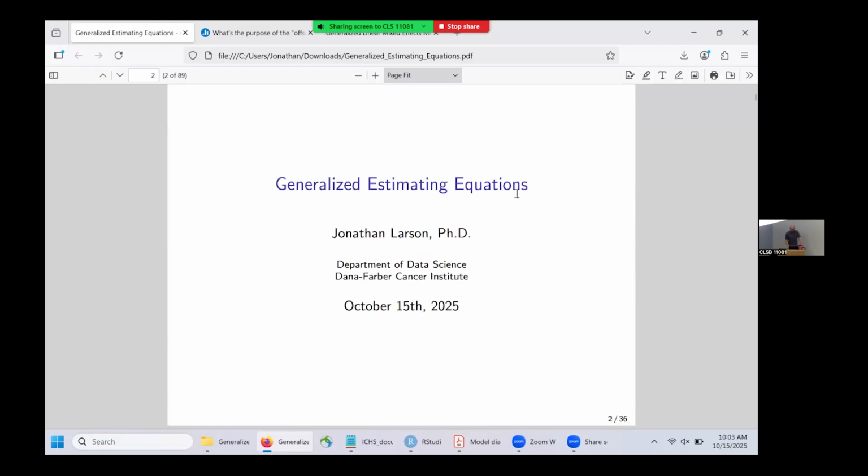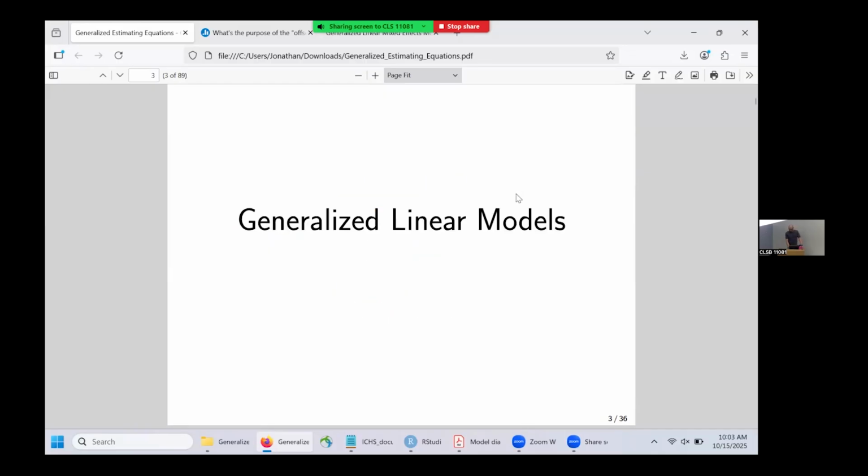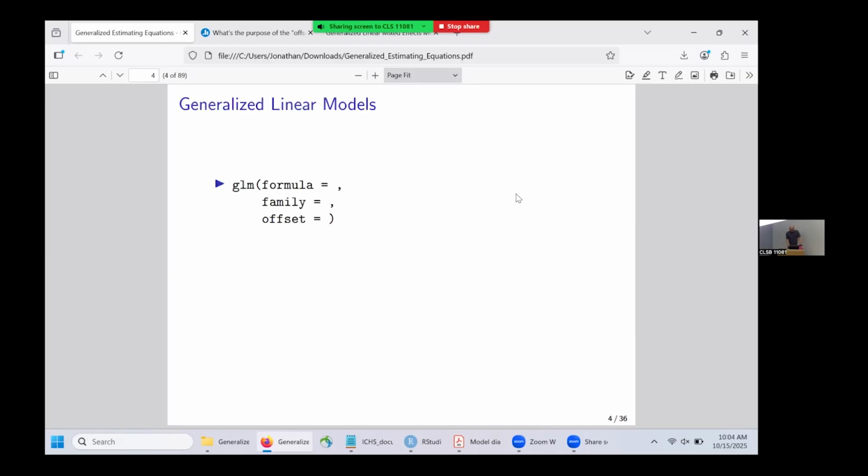So today we'll be talking about generalized estimating equations, or GEE, as it's probably more commonly known. Before talking about GEE, I just want to do some review of generalized linear models, because that's going to be the basis for GEE. So let's talk about GLMs. I'm going to be using R as the computing software to talk about all this stuff in.